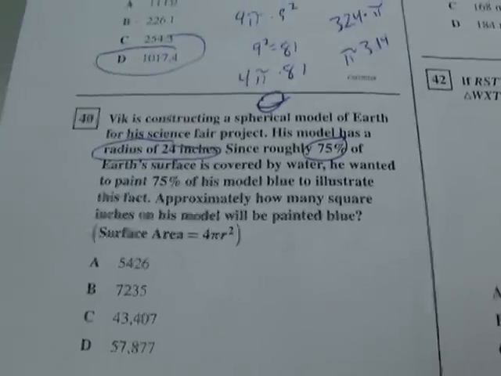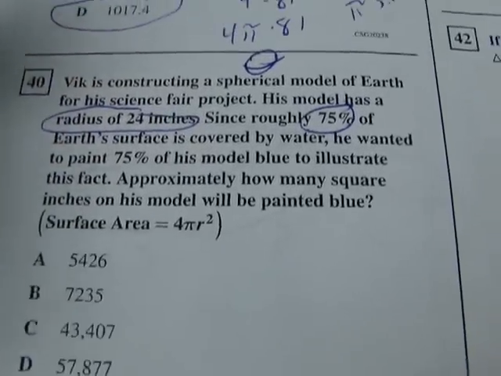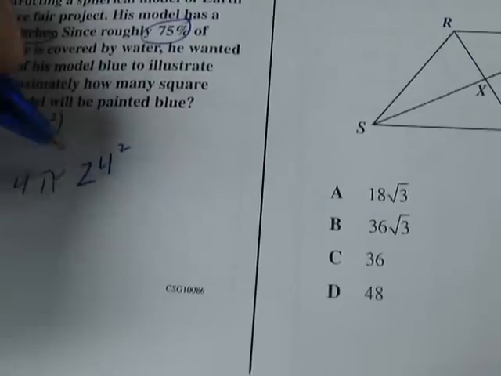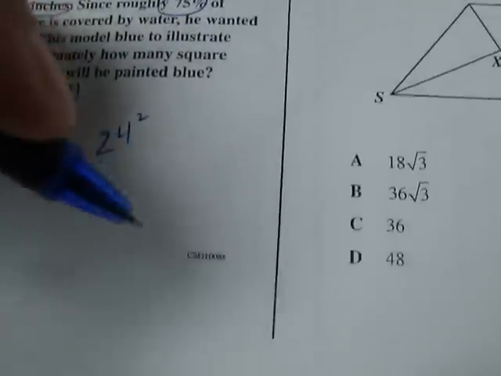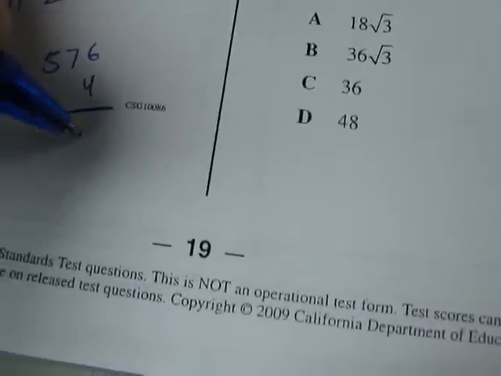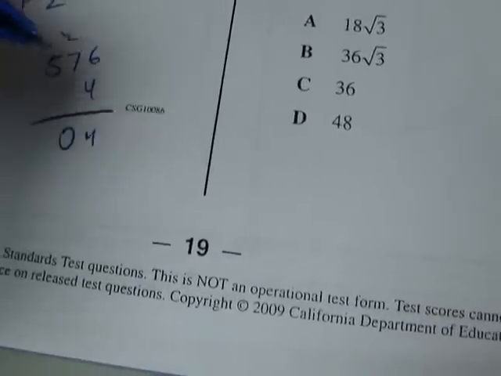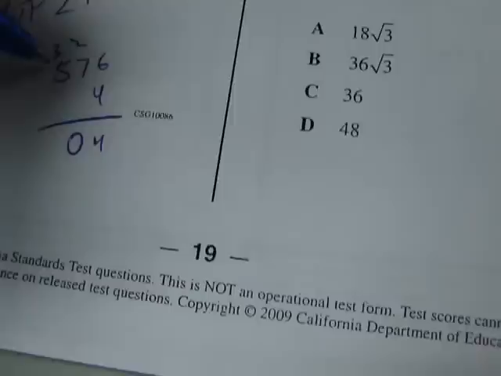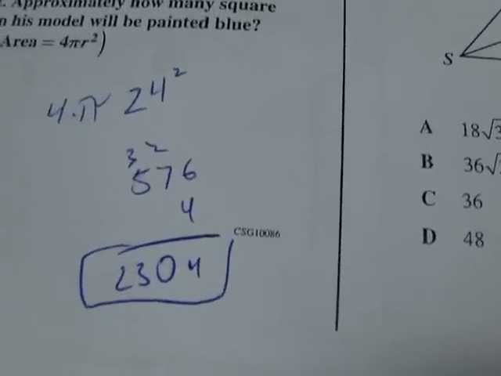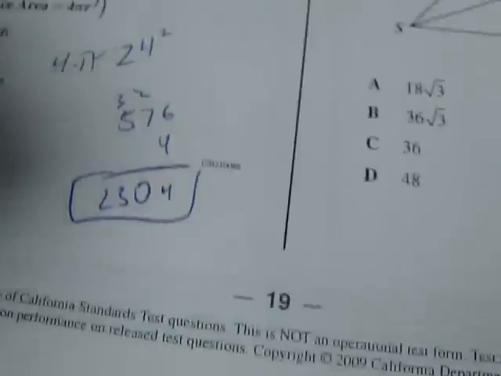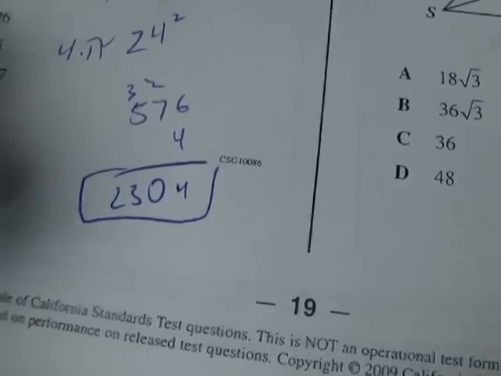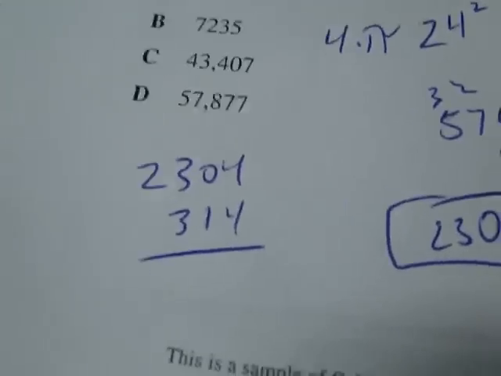Well, the first thing we've got to do is figure out the surface area. So the surface area is 4 pi times the radius squared. So 24 squared times 4 pi. So 24 squared is 576. So that times 4 is going to be 2,304. So then 2,304 times pi, 2,304 times 3.14, and this is going to be a big number.